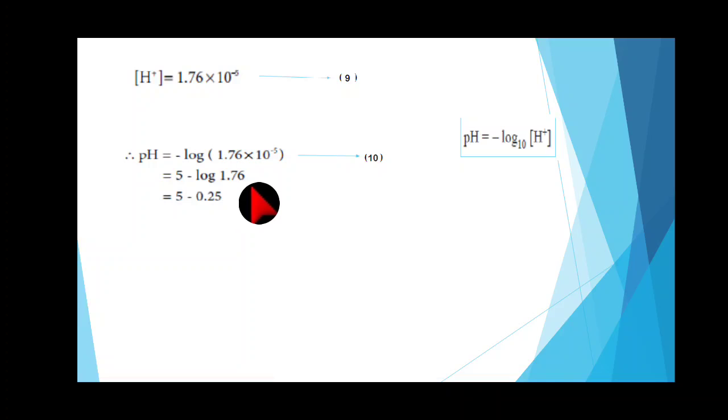The log 1.76 value in the logarithm table we can find is 0.25. So 5 minus 0.25, we can get the pH value 4.75. The addition of a strong base, 0.01 molar NaOH, increased the pH only slightly. That's why it goes from 4.74 to 4.75. So the buffer action is verified.